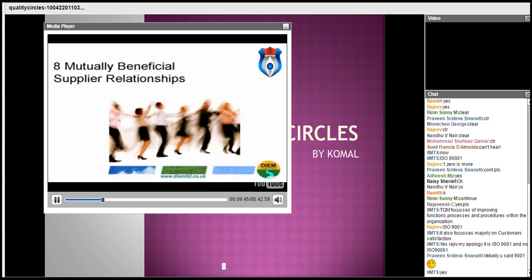Mutually beneficial supplier relationships. Suppliers and customers depend on each other, and the mutually beneficial relationship will result in benefits to all parties, and these can be improved quality, financial returns, better consistency and stability. These relationships start with clear communications and are built on consistency of purpose and trust.